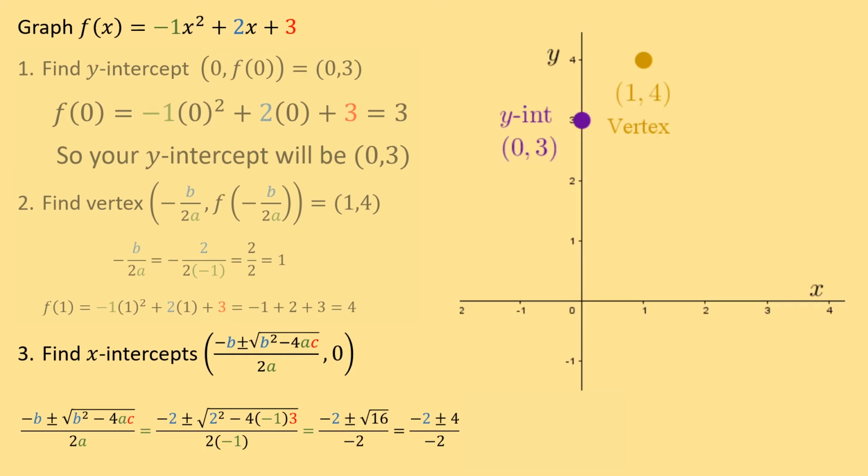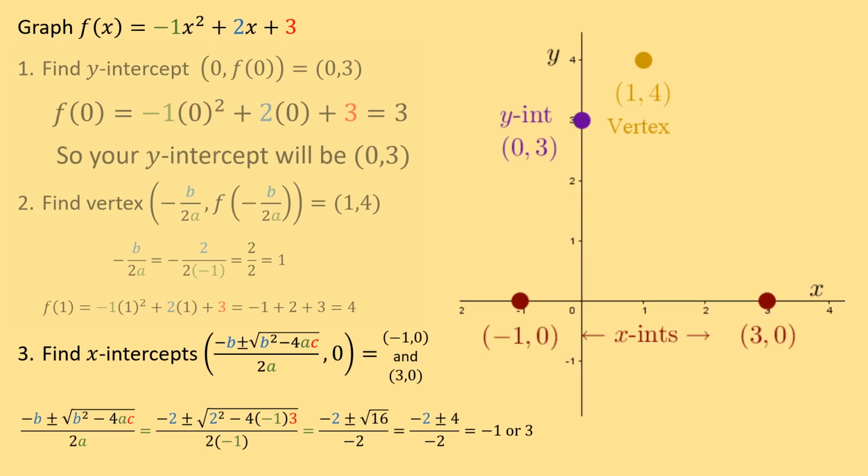And so we're going to get two different values here. If we take the positive 4, we're going to get negative 2 plus 4, which is going to give us 2 over negative 2, which gives us negative 1. And when I take negative 2 minus 4, I'm going to get negative 6 over negative 2, which is actually going to give us positive 3. And so I get two x-intercepts here: (negative 1, 0) and (3, 0). And we can plot those onto our graph.